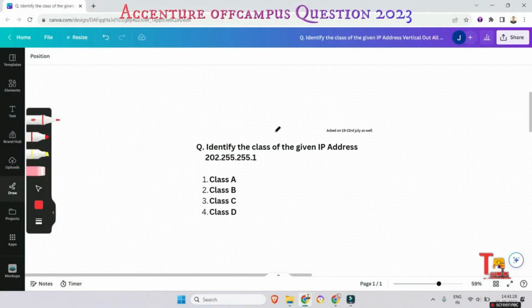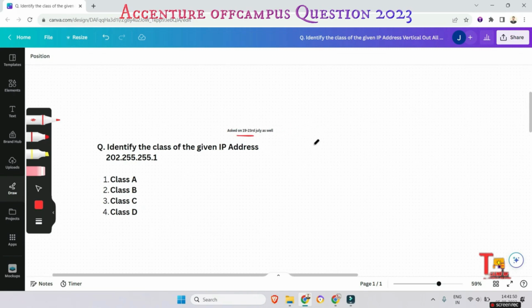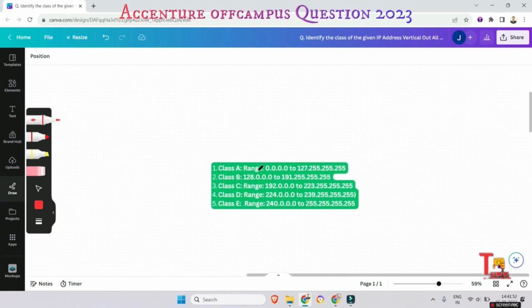This type of question is identify the class of the given IP address, 202.255.255.1. What is the class of the IP address? Before answering that, guys, this was asked in this session as well, so give importance. Before answering, I will give you the data. Class A range is 0 to 127. This is the first octet. So the first octet range is 0 to 127 for class A.